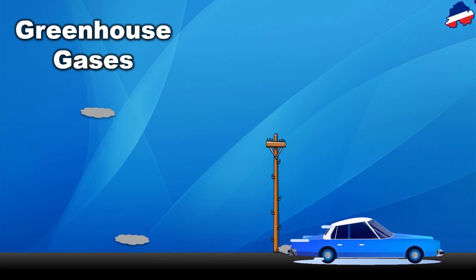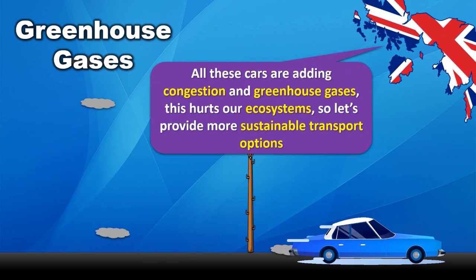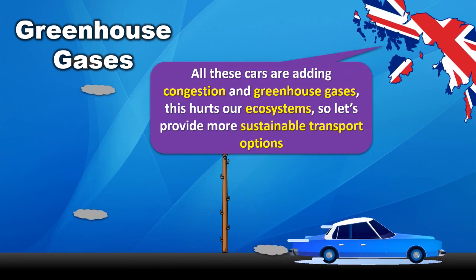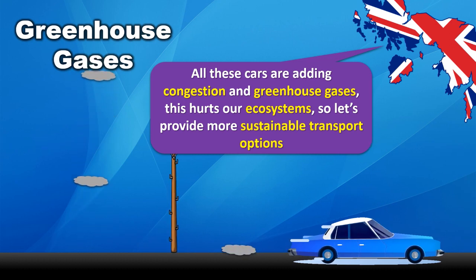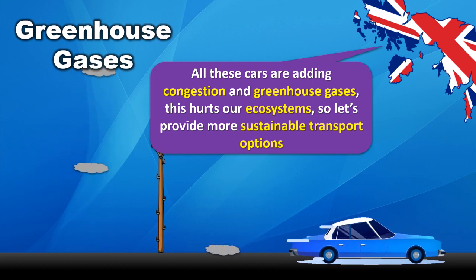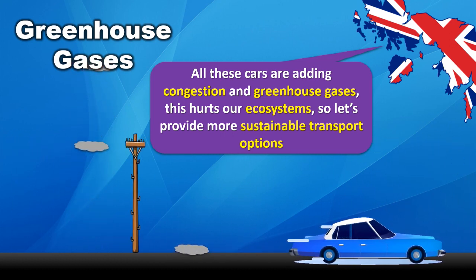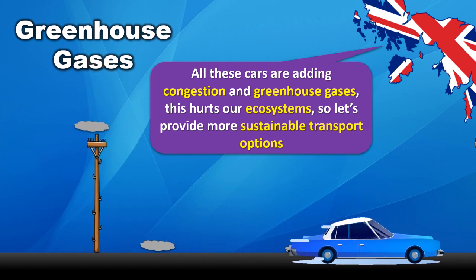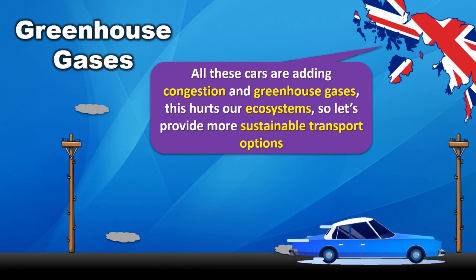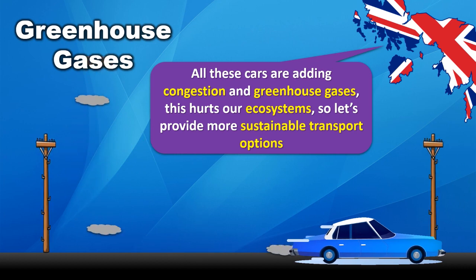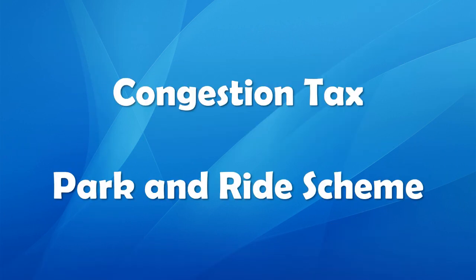But the UK has an idea. They think all these cars are adding congestion and greenhouse gases. This hurts our ecosystem, so let's provide more sustainable transport options. Because we can't say don't leave, but we can say here's a better alternative. We're going to be looking at two, congestion tax and park and ride schemes.